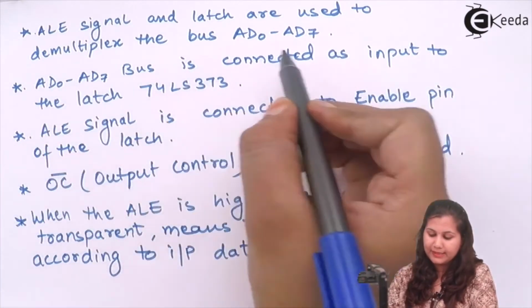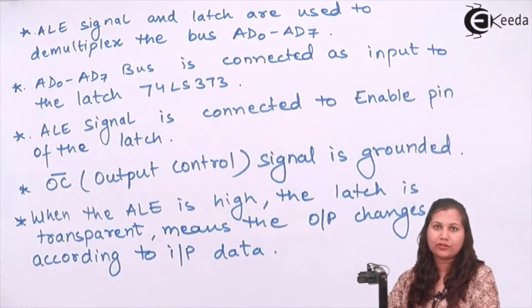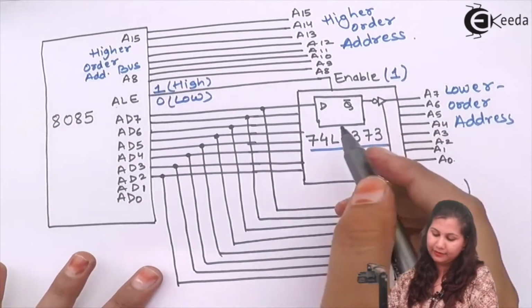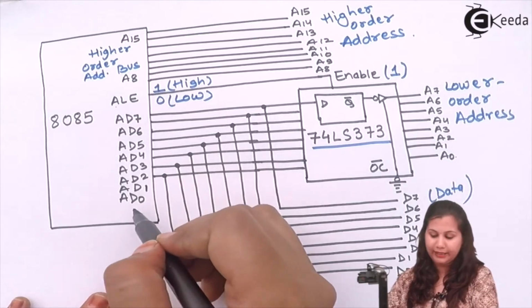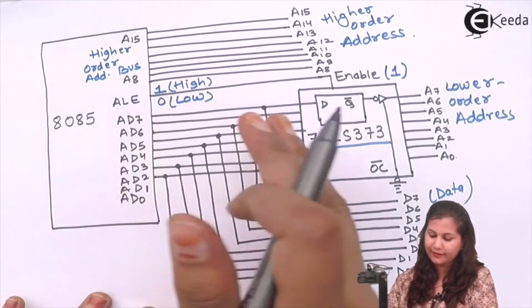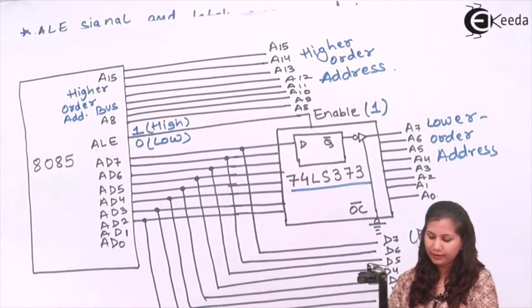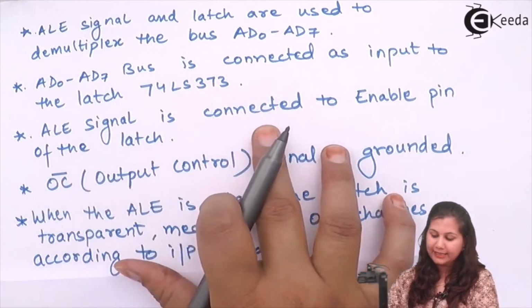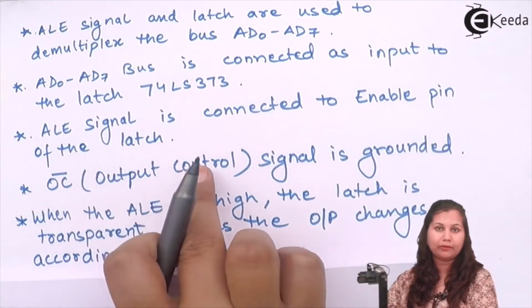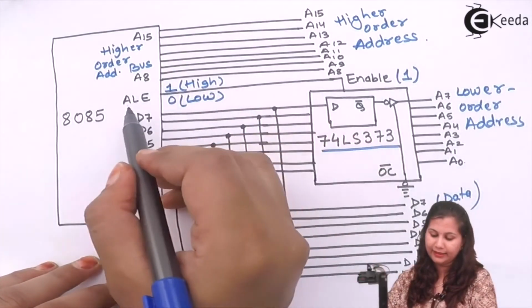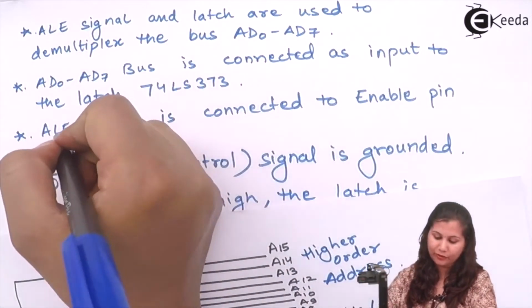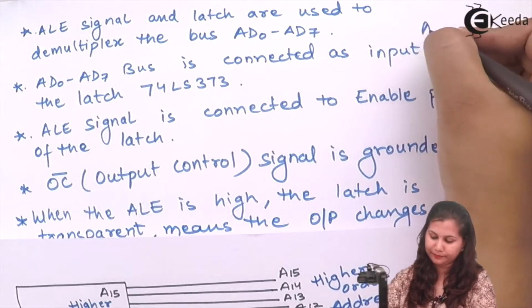Now this bus is connected as input to the latch. We can see here, this is the latch, and this multiplexed AD0 to AD7 bus is given as an input to the latch. Then the ALE signal is connected to the enable pin of the latch. You can see here this ALE signal, ALE's full form is address latch enable.